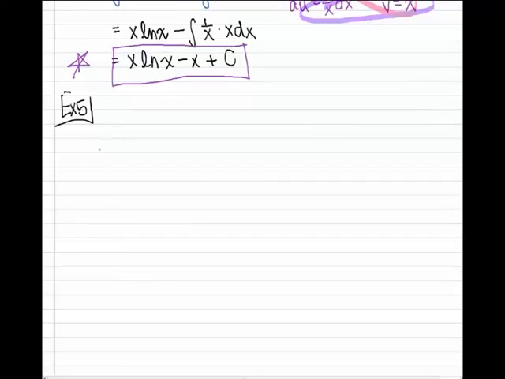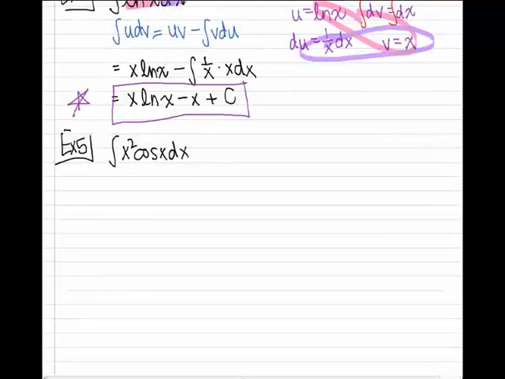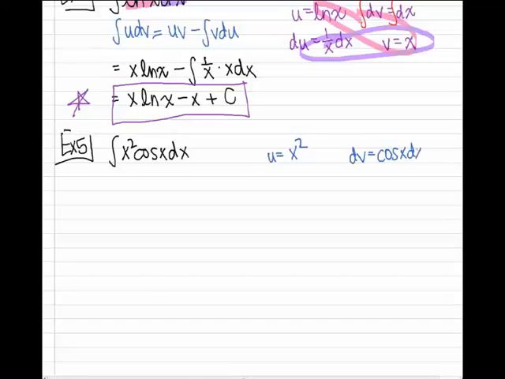Okay, I've got two more examples to go. So I've got the integral of x squared cosine x dx. Now let's take a look at this one. What do you think should be your u, and what do you think should be your dv? Well, let's go ahead and try to let u equal x squared. So dv will be our cosine x dx.